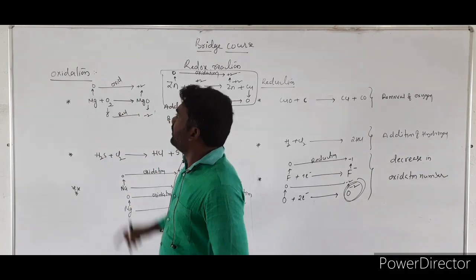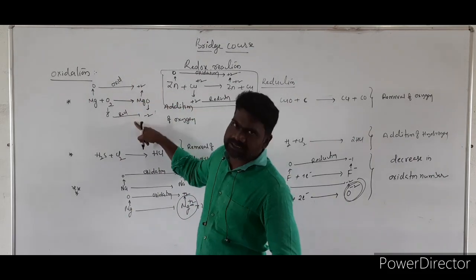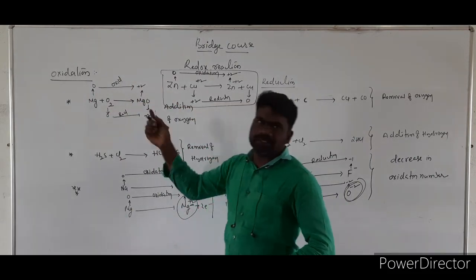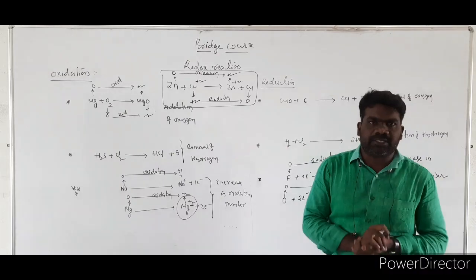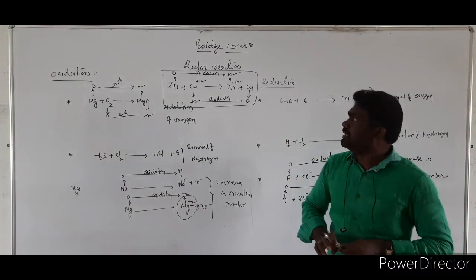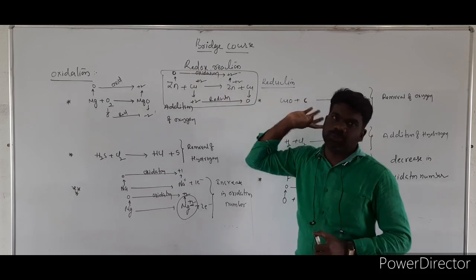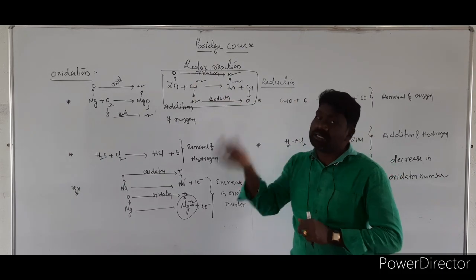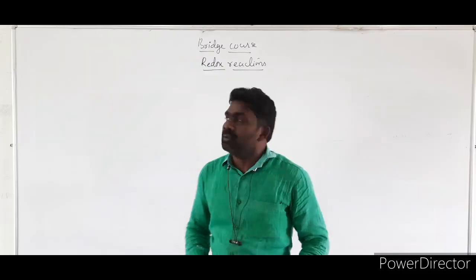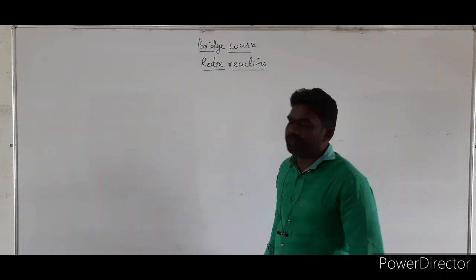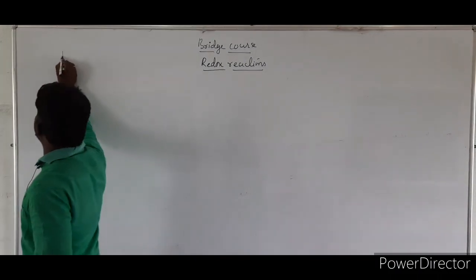Reduction. Oxidation and reduction take place simultaneously in this reaction. This reaction comes under redox reactions. So this is the meaning of redox reaction. It is a reduction cum oxidation. Both take place, and one more important point is that they take place simultaneously. Now let us look into the types of redox reactions.